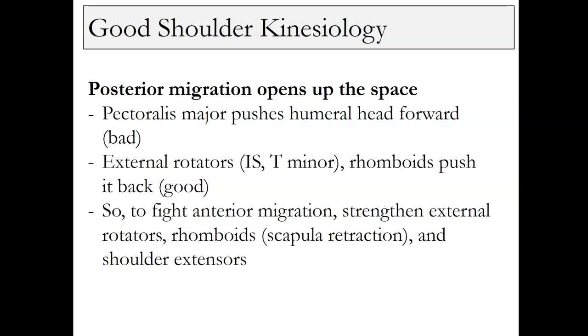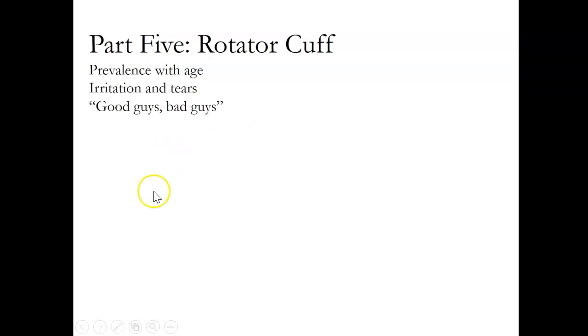External rotators, infraspinatus and teres minor, if you listened to the anatomy lecture, push it back and open up the space, as do the rhomboids, because they get that scapula back. So to fight that upward and forward migration, strengthen the external rotators, the rhomboids, and the shoulder extensors. This is where your rehab is going to be. For all these shoulder syndromes we're going to see, it seems like a ton of stuff. How can I remember it all? It's basically the same cluster. You're doing similar things for all of them. Okay, so that is that one.